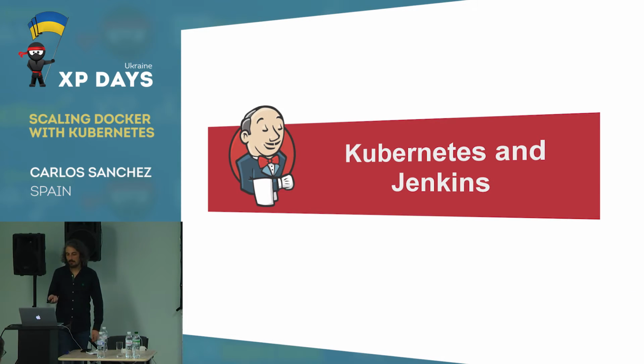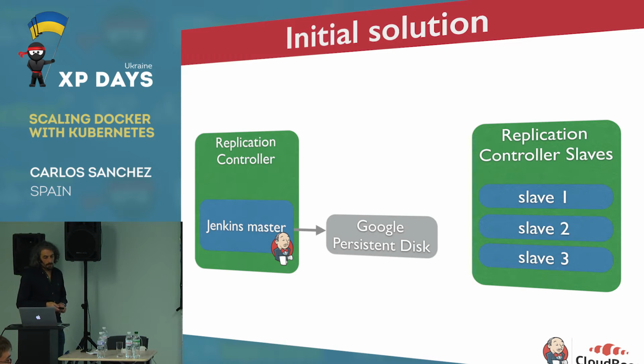Okay, so let's move on to the example. What I'm going to run is Jenkins running on Kubernetes. Something simple that everybody's familiar with.